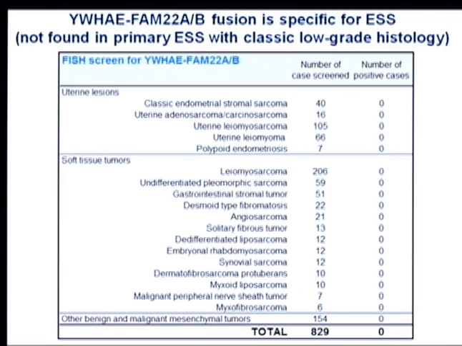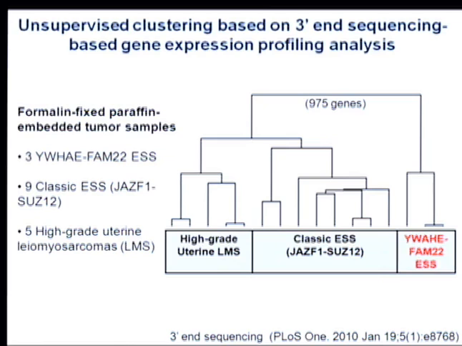So what Cheng-Han showed was that in the classic endometrial stromal sarcoma, 0 out of 40 cases had this fusion, and in a total group of 829 mesenchymal tumors, many of them uterine sarcomas, but others extrauterine, then 0 out of 829 have this fusion. We did find the YWHAE in 2 leiomyosarcomas, but not involving a fusion with FAM22.